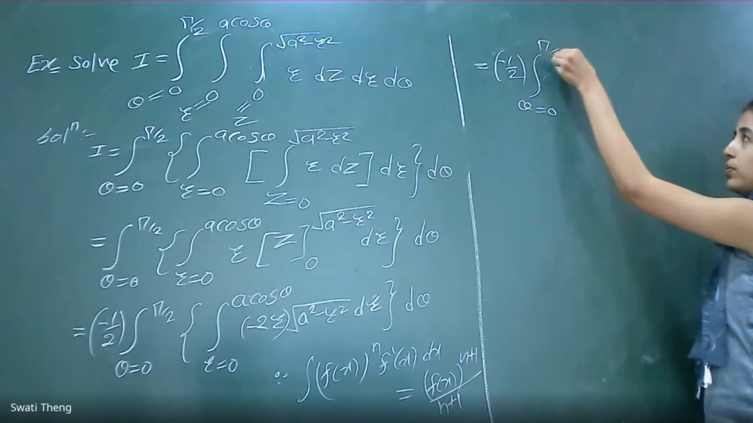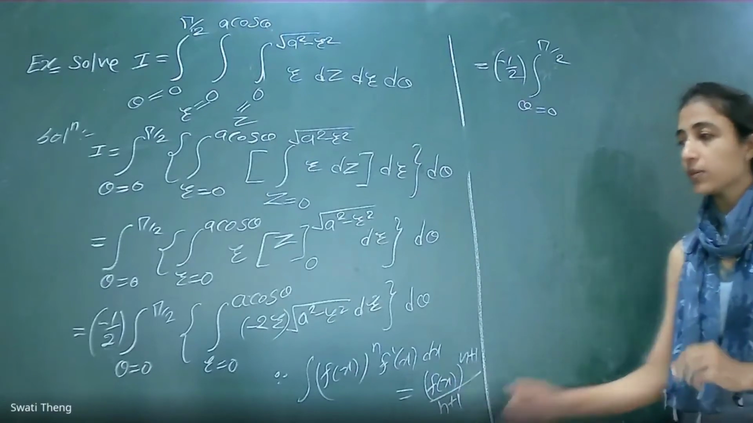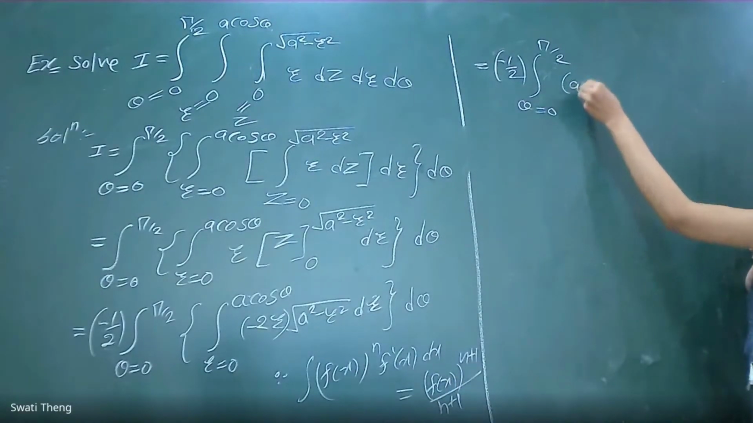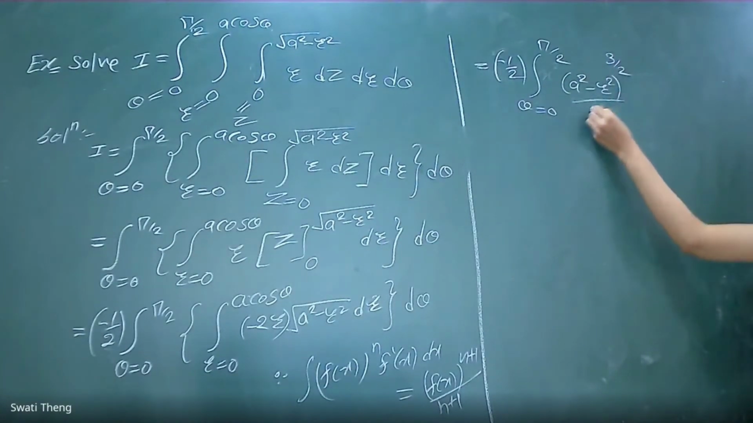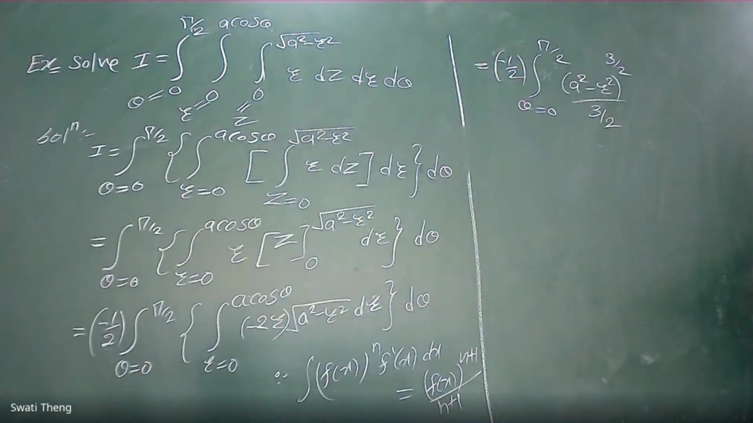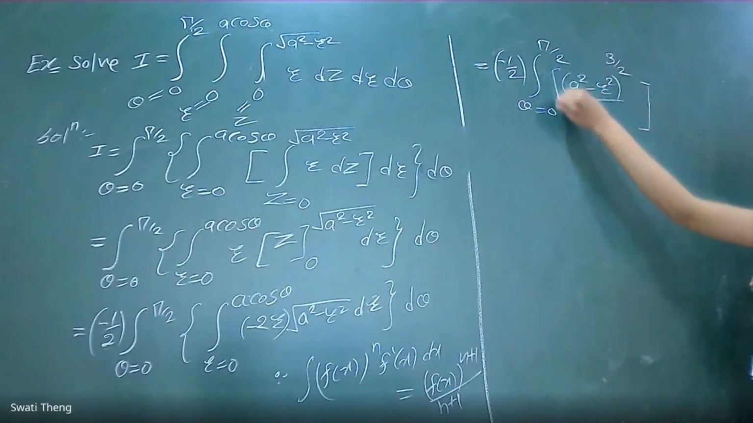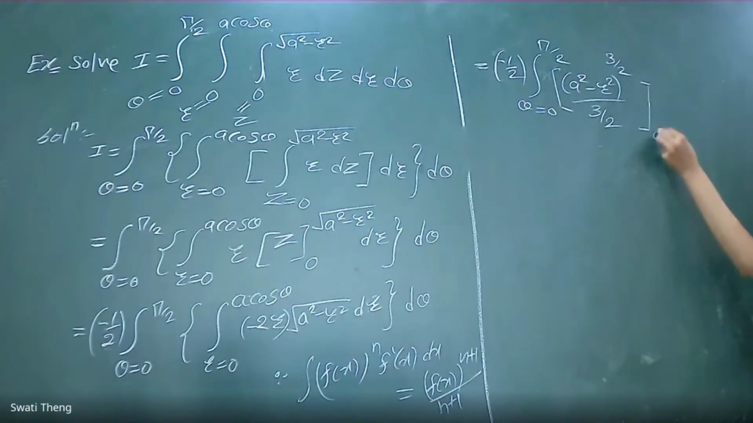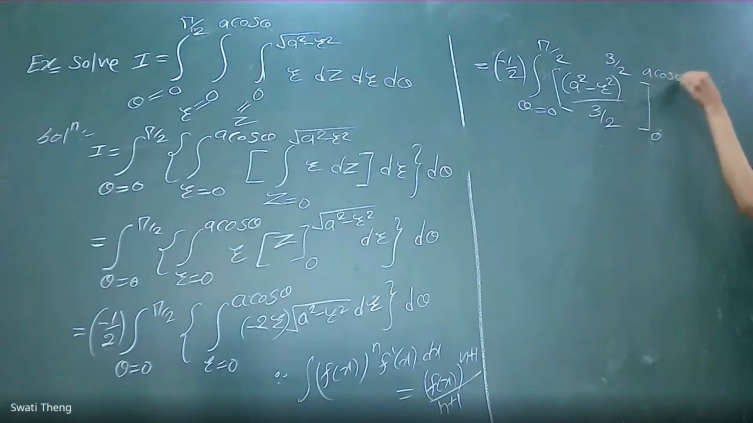to pi by 2, and integration of this term is function raised to power n plus 1 divided by n plus 1. So it is a square minus r square raised to power 1 by 2 plus 1, divided by 1 by 2 plus 1, that is nothing but 3 by 2. And here limit of r varies from 0 to a cos theta d theta. Put upper limit minus lower limit.